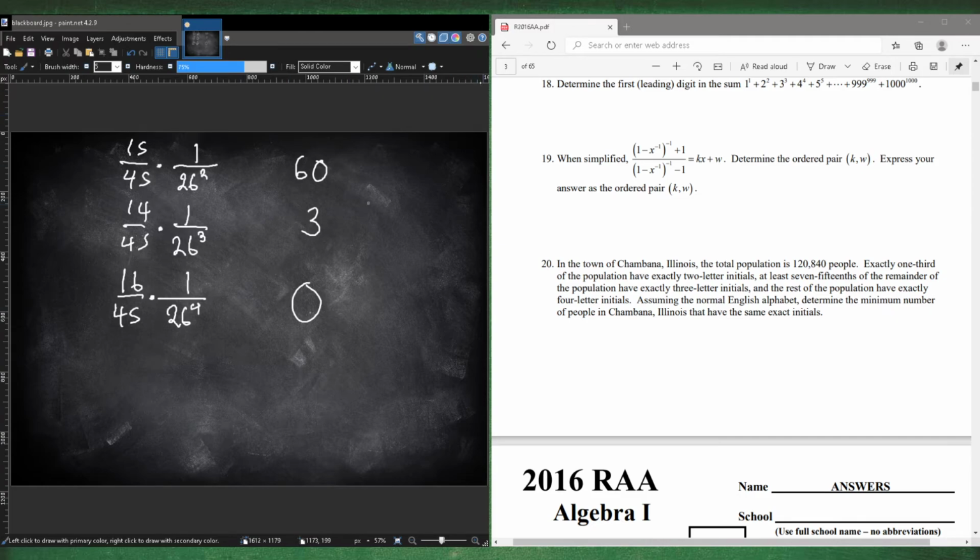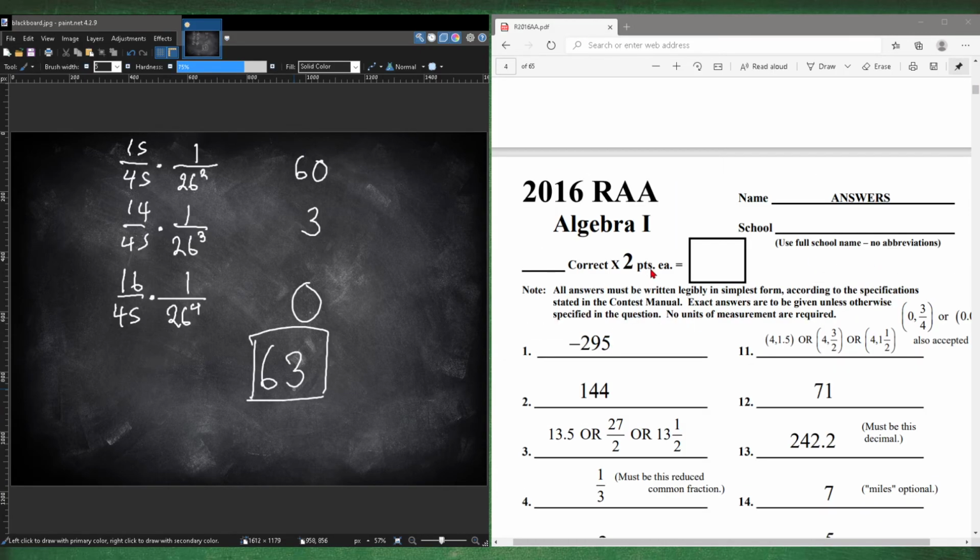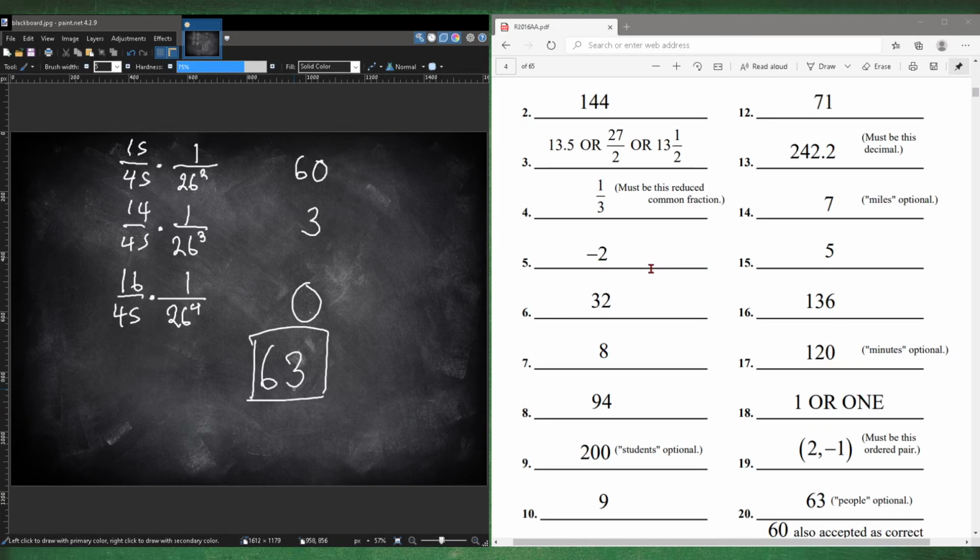Then determine the minimum number of people that have the same initials. Well, 60 people have the same 2-letter initials, 3 people have the same 3-letter initials, and 0 people have the same 4-letter initials. So add them up, and that is 63. And that's your answer for 20. And here's your answer for all 20 questions.